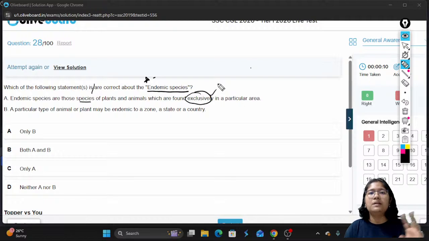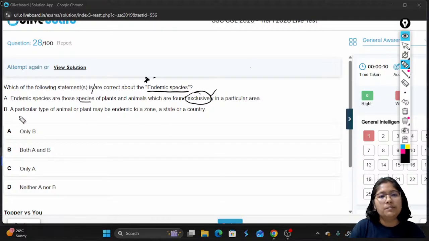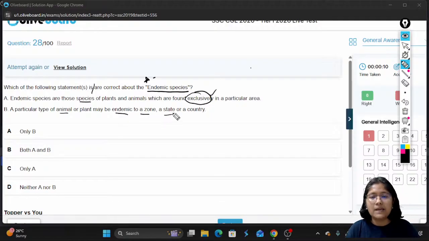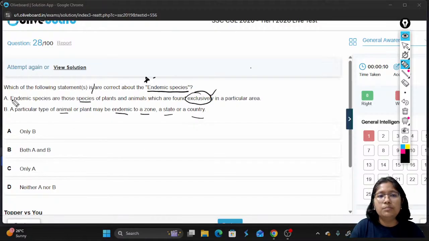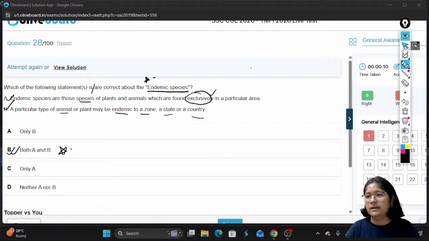And when we say pandemic, for example, COVID circulated and it spread across the world, so that is your pandemic, COVID-19 pandemic, right? A particular type of animal or plant may be endemic to a zone, a state, a country, a particular region, right? So both statement A and statement B are correct here. So what is correct? Both statement A and statement B are correct.